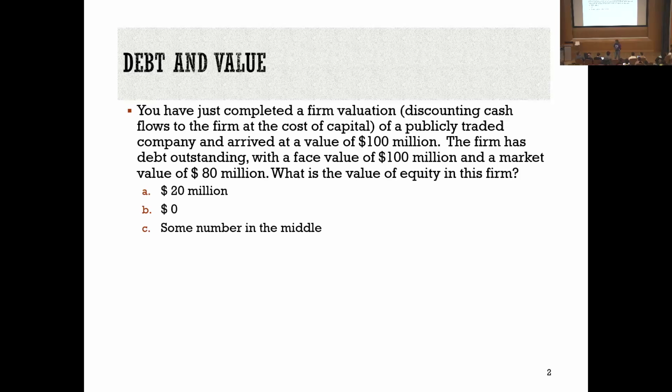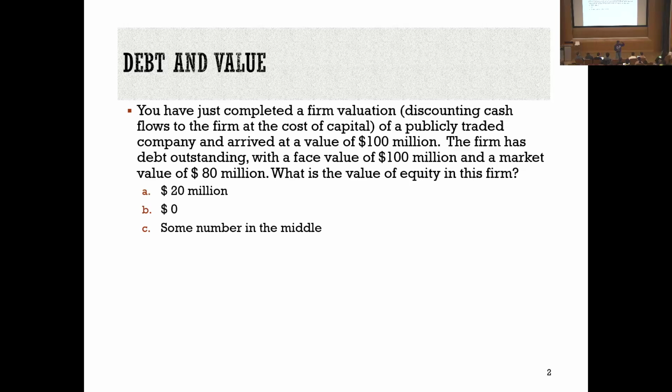Let's say this company has debt outstanding. The face value of the debt, the book value of the debt, is 100 million, but the market value of the debt is 80 million. Why would the market value of debt be lower than the book value? What causes that to happen? Yeah. One is interest rates going up, and the other is distress risk increasing. Either can cause it.